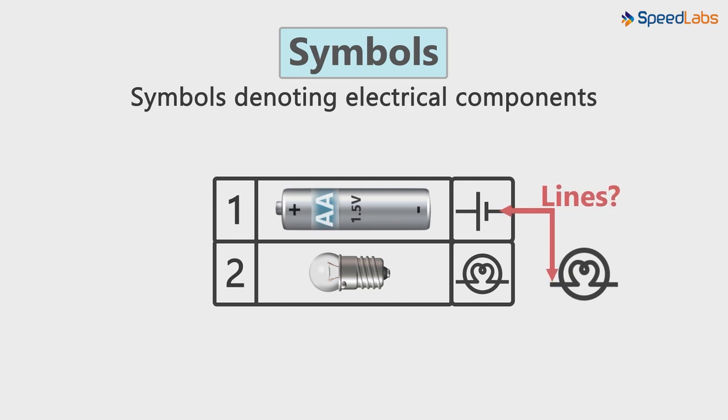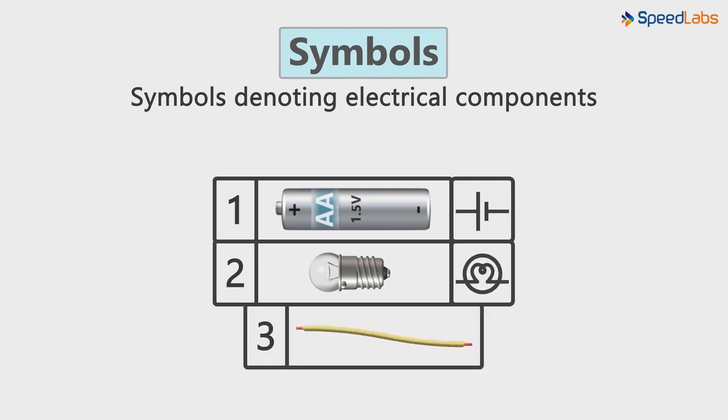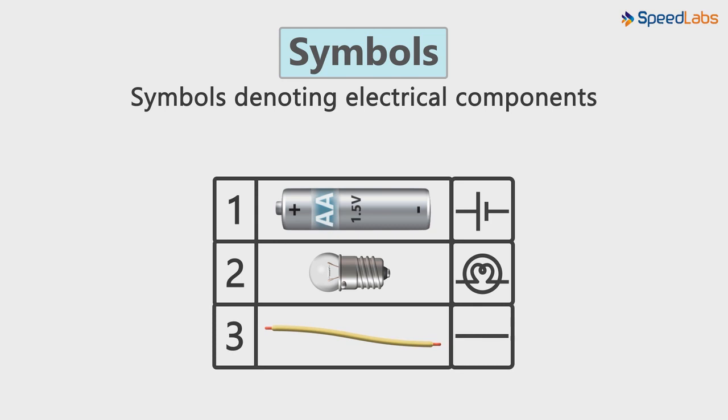And what about the little horizontal lines you see in both these symbols? Well, these are the lines that represent the wires extending from the two terminals of the components. It is mandatory to draw them even if there aren't any wires coming out from the component. In fact, any wire used in the circuit is represented by this symbol, which is simply a straight line.